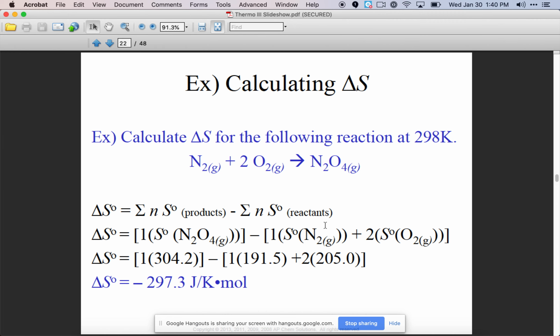The other difference is the units. What's the difference between delta S and delta H? Delta S is in joules. And what's delta H in? Kilojoules. The other thing is delta S has Kelvin in it. Delta H does not. Does everybody see that?